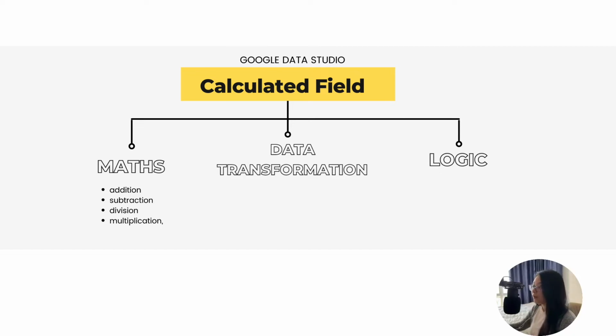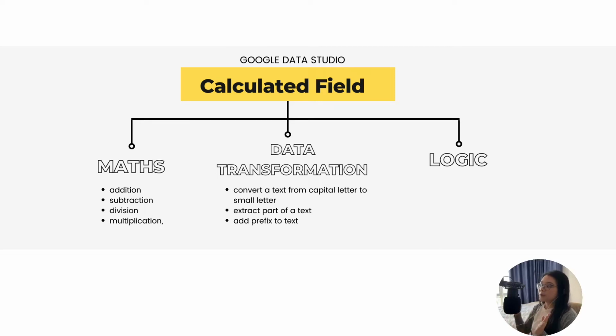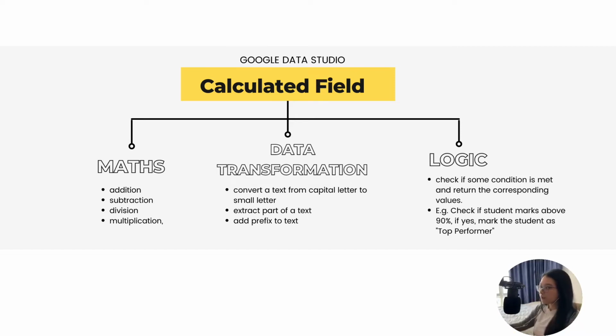For example, for a maths category, we can do addition, subtraction, division, and multiplication with the numerics field. And then for data transformation, we can convert a text from small letter to capital letter or vice versa. And then we can extract part of a text, or we can add a prefix to a text. And for the logic part, we can check if a specific condition is being met and return the corresponding value.